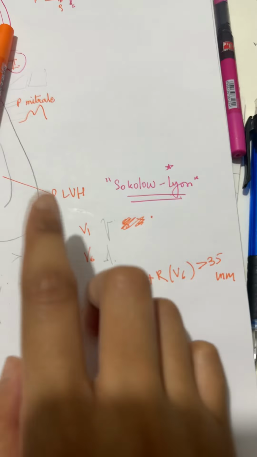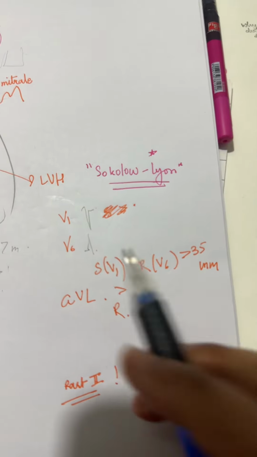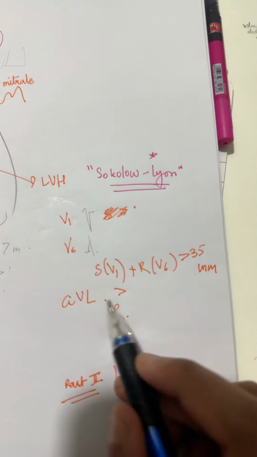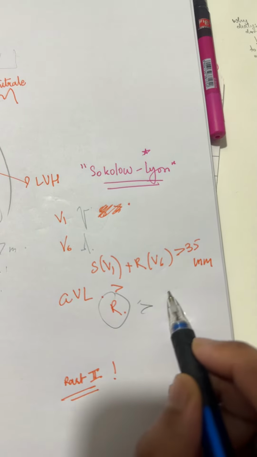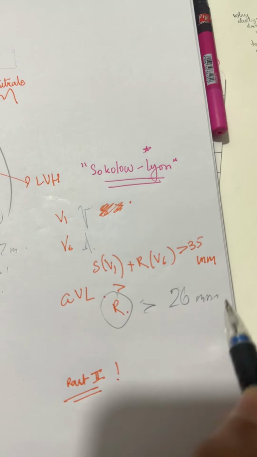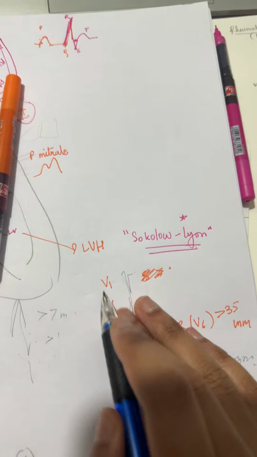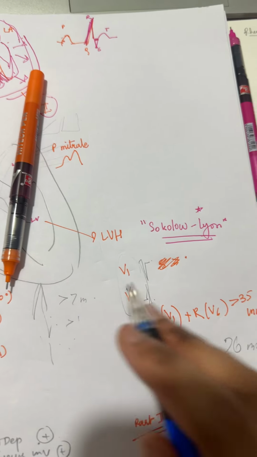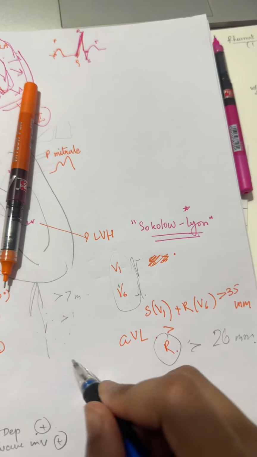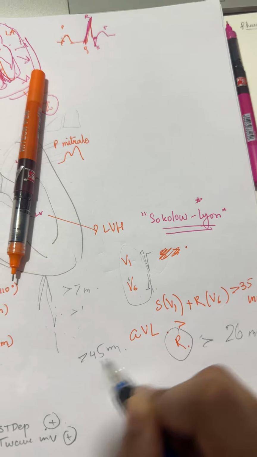Welcome to part 2. Like we said, for LVH, this was one of the criteria. Apart from that, if you look at V5, V6, the R wave solely is going to be more than 26 mm. That is also one criteria. Plus, I want you to look at all the precordial leads, and in that, whatever is the largest R wave and the deepest S wave, together, if they are more than 45 mm, that is also another criteria.